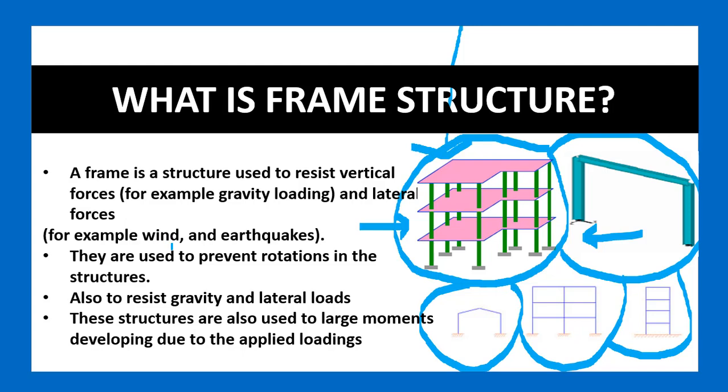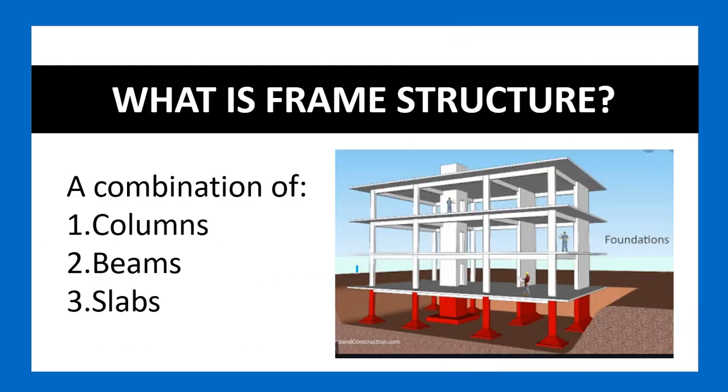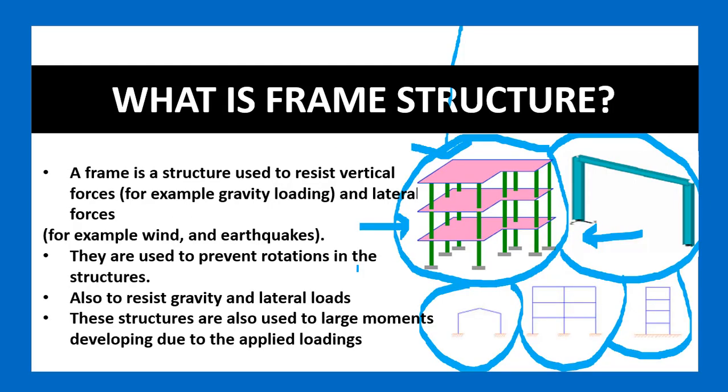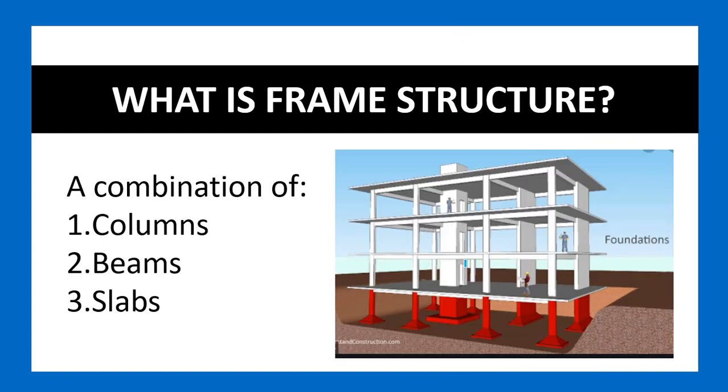Okay, and they are used to prevent rotations in structure. Rotation lah, putaran lah. So dia adalah untuk mengelakkan sebarang putaran pada structure, because buildings can move. Bila you ada ground conditions yang ni, they can move around. Also to resist gravity and lateral loads, and also large moments developing due to applied loadings. So if you have more loads and everything else, then you have to have a structure that is strong, yang durable. Okay, so moving on.